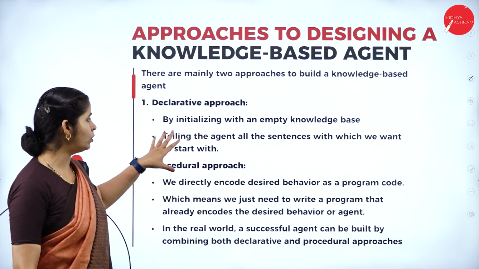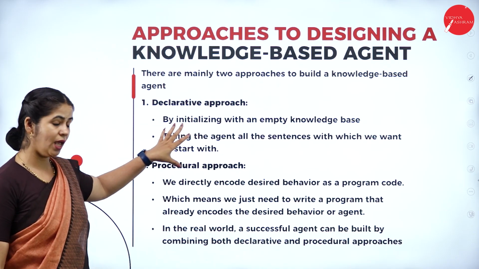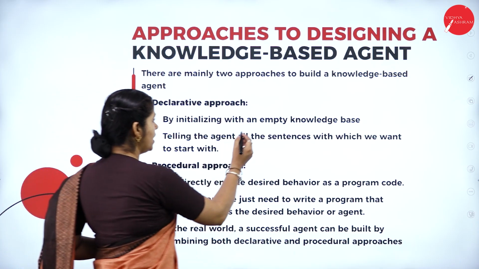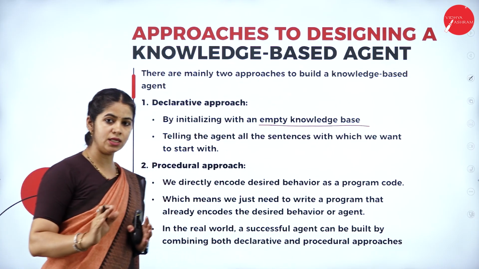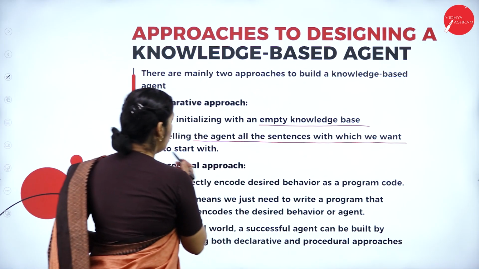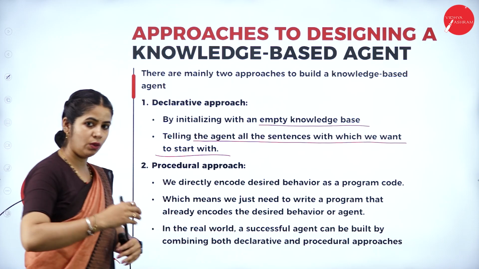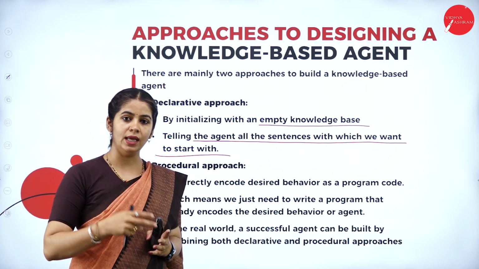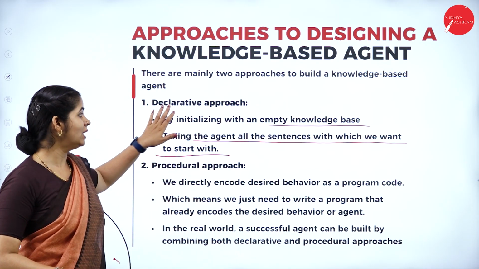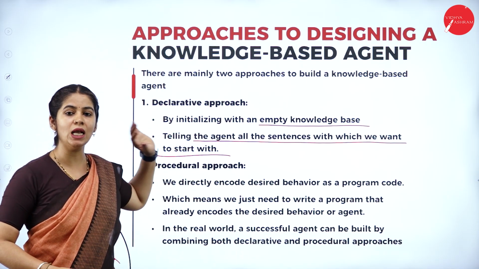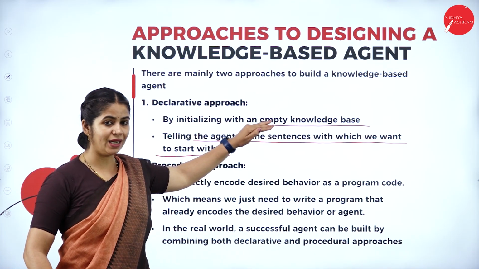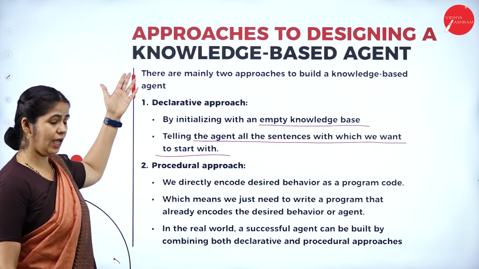In the declarative approach, what we are doing is initializing an empty knowledge base. We don't have anything in the starting. Then we tell the agent all the sentences with which we want to start. We are just telling, storing it in the form of natural language. That is called a declarative statement. We are declaring all the knowledge in the form of sentences. Fine, that is the declarative approach to designing the knowledge based agent.